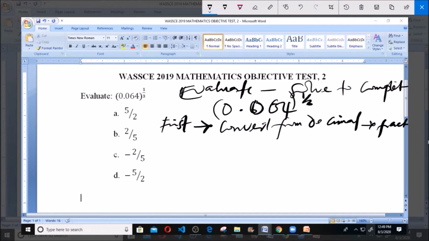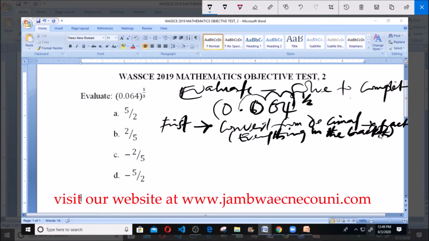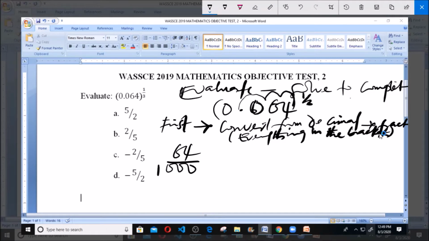Now this is in decimal form. Now we are solving only everything in the brackets. Now we are converting from decimal to fraction. This is the first step. Now if in converting from decimal, you count the number of decimal places: 1, 2, 3. Now this 3 is equal to the number of zeros. So this 64 will be over 1000. So I say the 3 is the number of zeros. That's 1000. Now the question is 64 over 1000, everything raised to the power of 1 over 3.